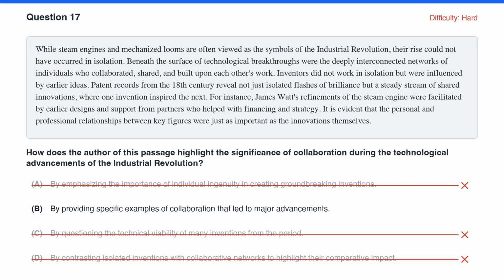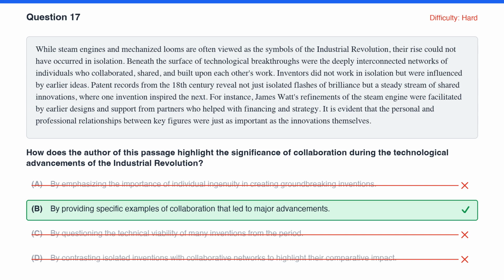Choice B fits because the author points to specific examples of collaboration, most notably James Watt's refinements of the steam engine, which were facilitated by earlier designs and by partners helping with financing and strategy. These concrete instances are exactly how the author illustrates collaboration's importance.